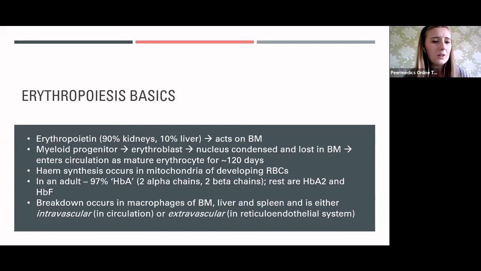And most of the breakdown of your red blood cells occurs in your bone marrow, your liver and your spleen, which if it's broken down that way, we call extravascular hemolysis, because it's occurring in the organs that make up your reticuloendothelial system, or it can happen intravascular, in circulation. And both of these types of hemolysis present a little bit differently, which we'll get on to talking about later on.